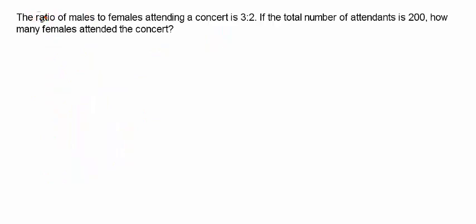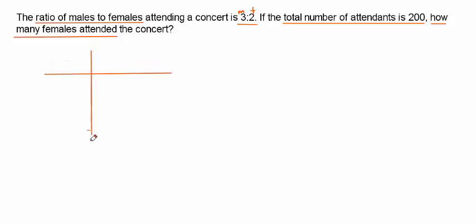The ratio of males to females attending a concert is 3:2. So 3 is for males and 2 is for females. Like I said, the order matters. And if the total number of attendants is 200, how many females attended the concert? So if we bring up the ratio table, have males on the first column, females on the second column, and the total on the third column.